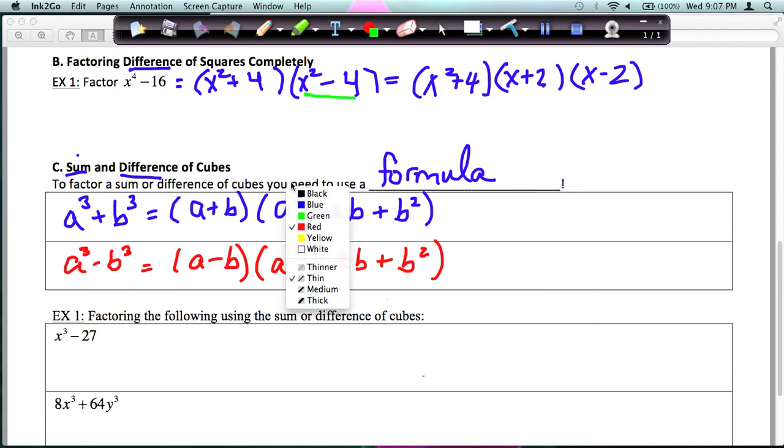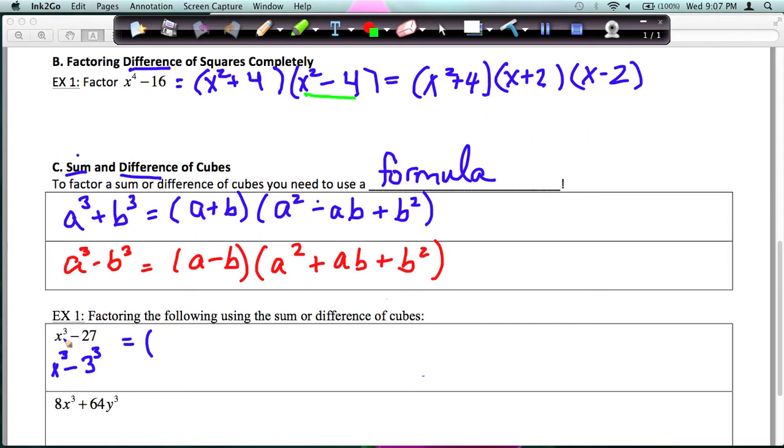So let's go ahead and do an example. Factor using sum or difference of cubes. So x cubed minus 27, this is the difference of cubes. The fact this is raised to the third power, so it would have to be a 3, a 6, or 9 in order to be a cube. And 27 could be written as what number raised to the third power? And that would be 3. 3 cubed is 27. So this is a difference of cubes. So I'm going to go ahead and factor it.